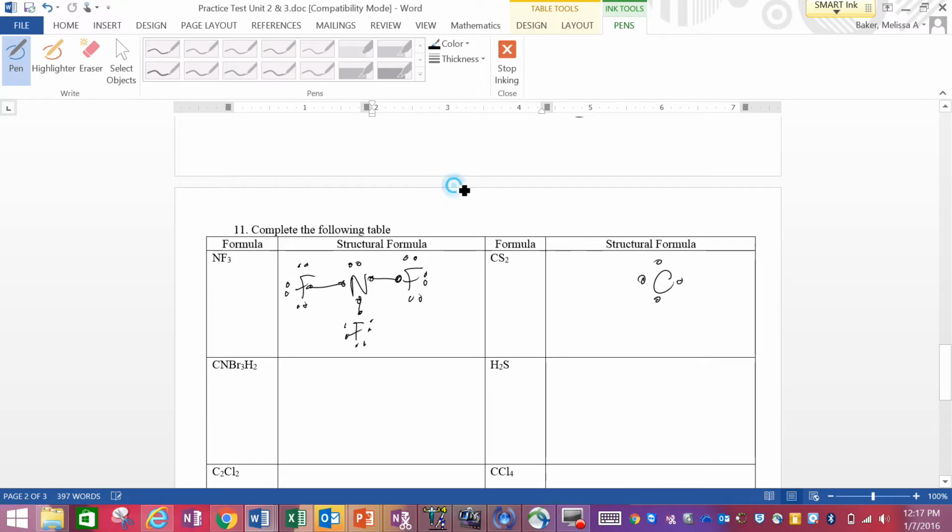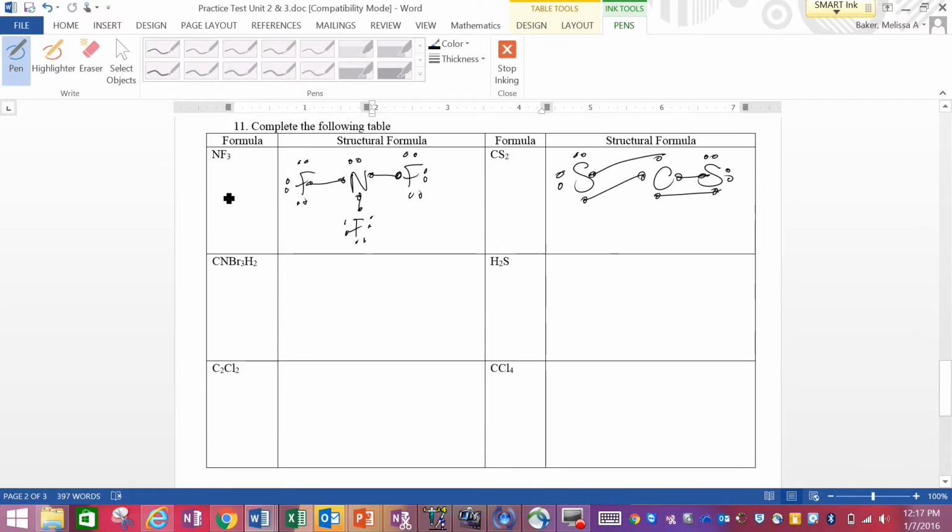CS2, let's check it out. Sulfur's got 2 lonely electrons. I'm going to make it symmetrical. It's always a good tip. Boom, boom, boom, boom. Okay, and you'd want to draw that nice and neat like I did on the answer key.